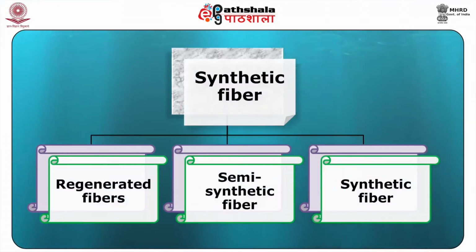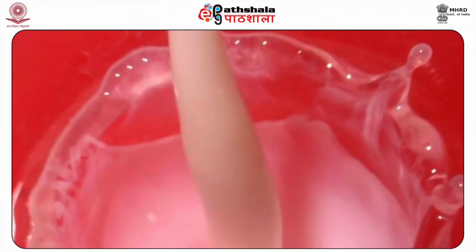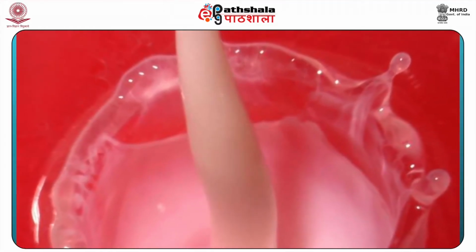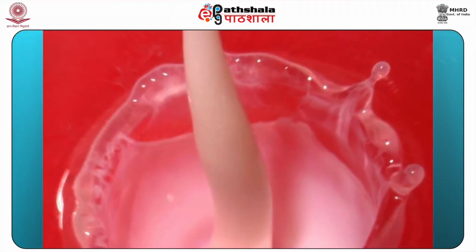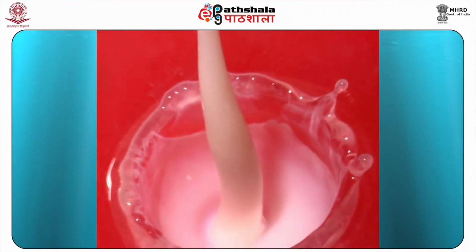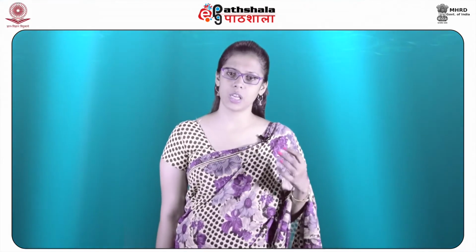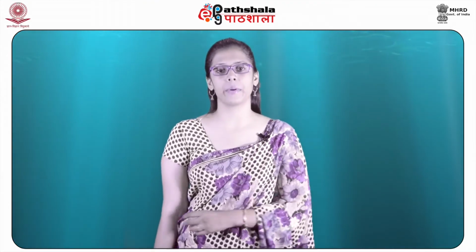Now, next is the synthetic fiber, which is classified into regenerated fiber, semi-synthetic fiber and synthetic fiber. The regenerated fiber. Regenerated fiber is created by dissolving the cellulose of plant fiber in chemicals and making it into fiber again by the viscose method. Since it consists of cellulose like cotton and hemp, it is also called regenerated cellulose fiber. Regenerated fibers are manufactured from natural sources including modal and lyocell.